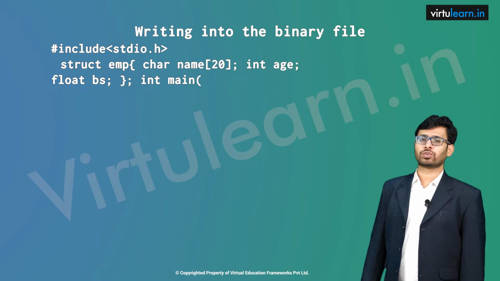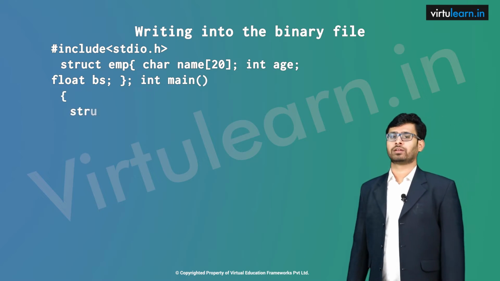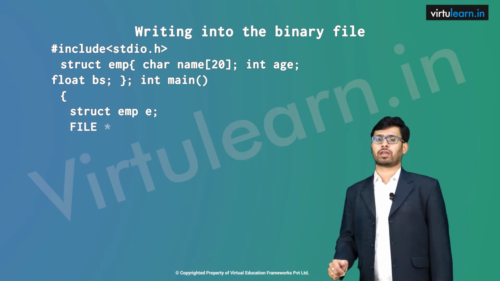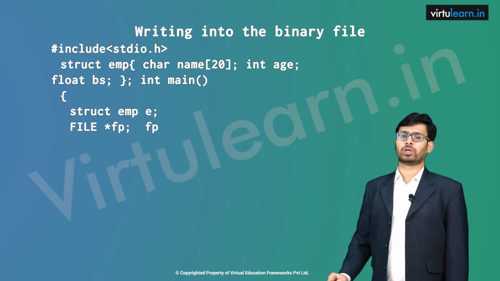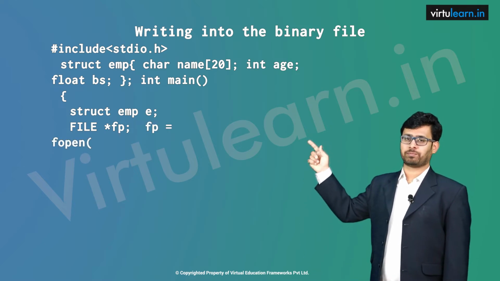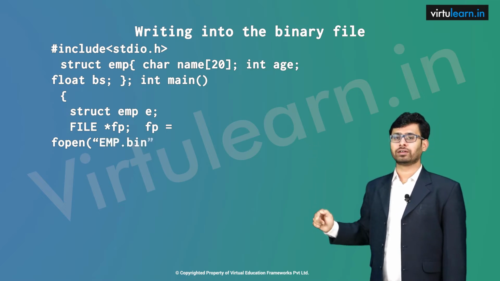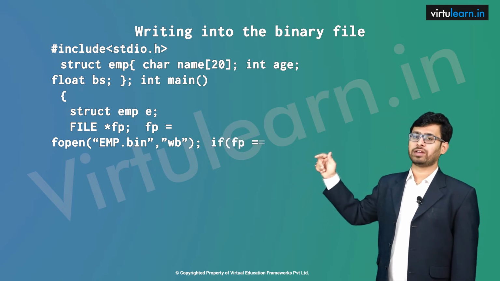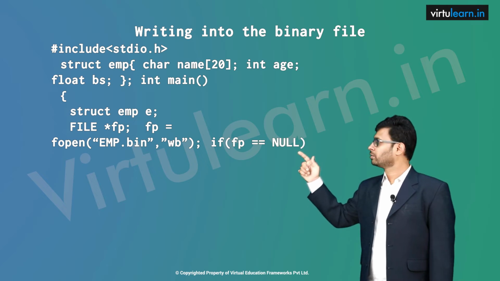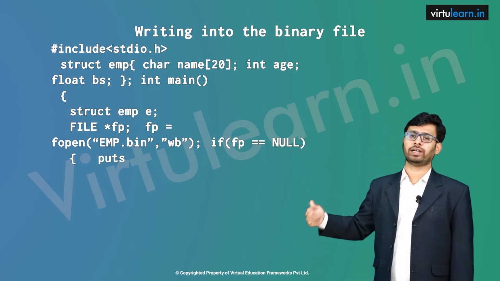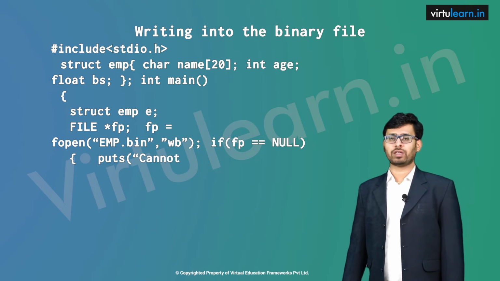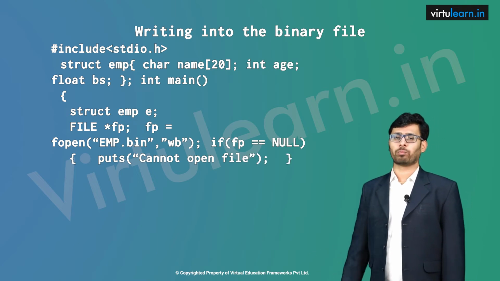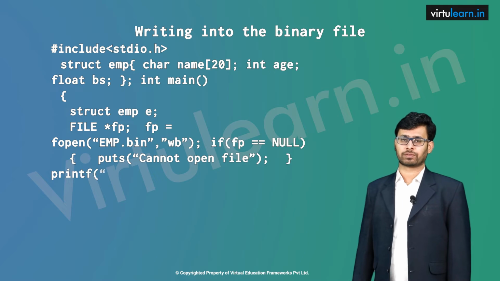Now here we need to create a file pointer first. FILE *fp. fp equal to fopen of the file name, that is emp.dat. I am writing the data onto the given file, so I need to open the file in write mode. Binary write is bw, or you can also write wb, anything is fine. If fp is double equal to NULL, we give a message to the user saying that the file cannot be opened, and we stop the program there itself.